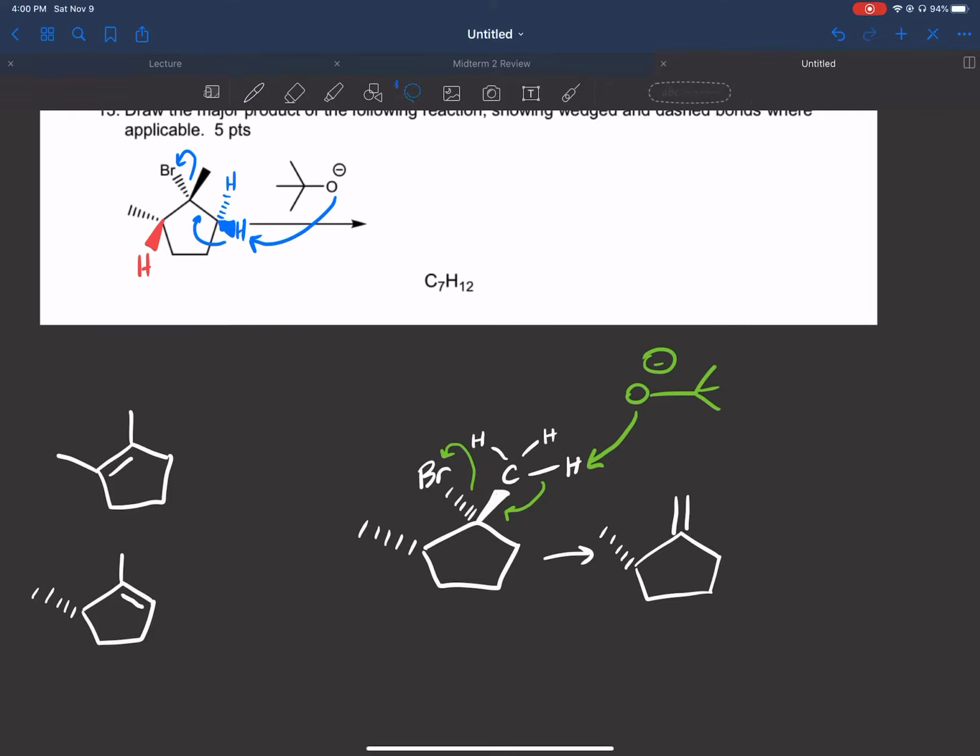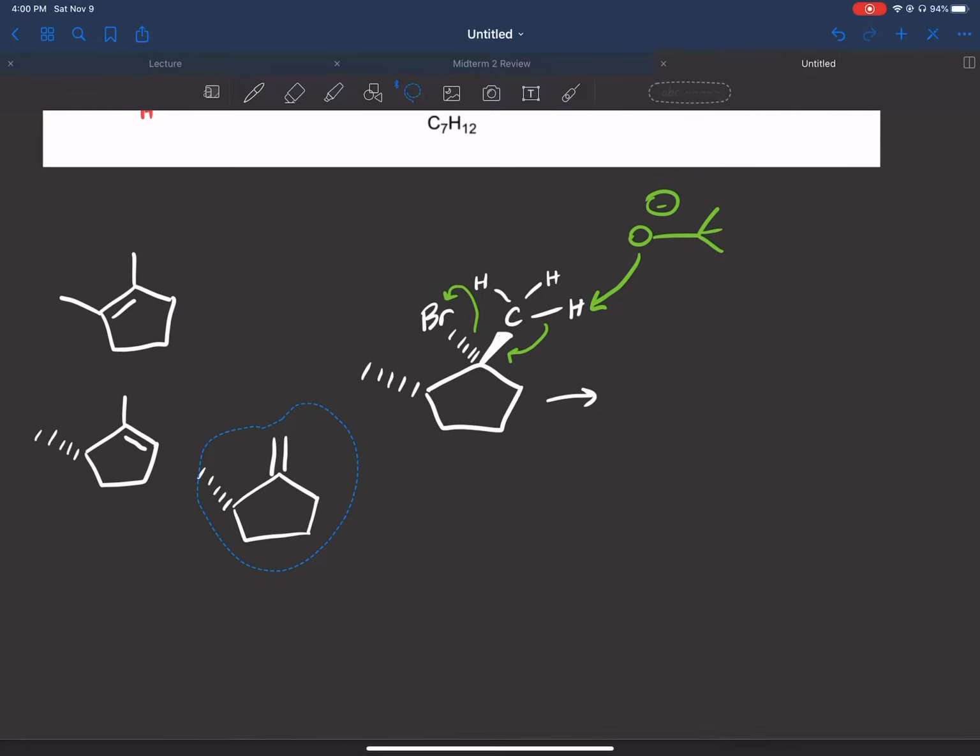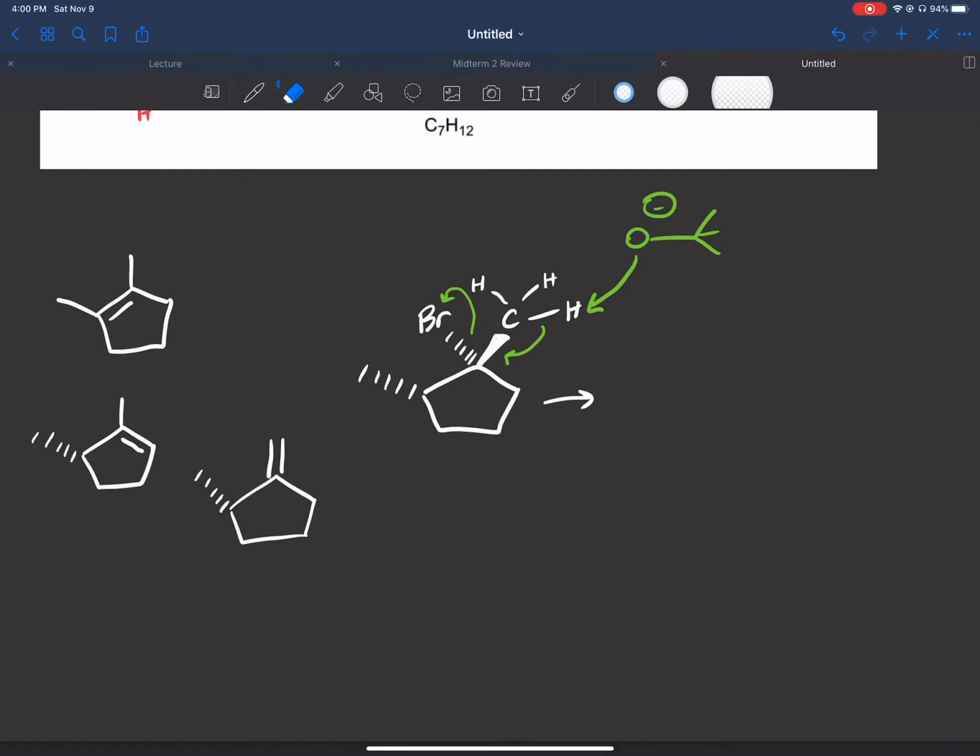So we have three possible products that we can pick from, right? These three over here. Which one is it going to be? Is it going to be number 1, 2, 3? Well, we know that number 1 is the more substituted one, so if we could, we'd avoid that one. So we can eliminate number 1.